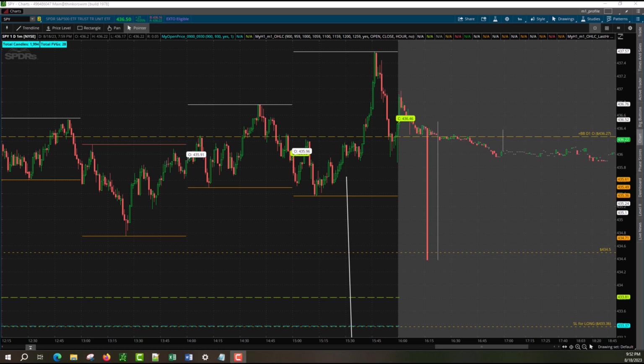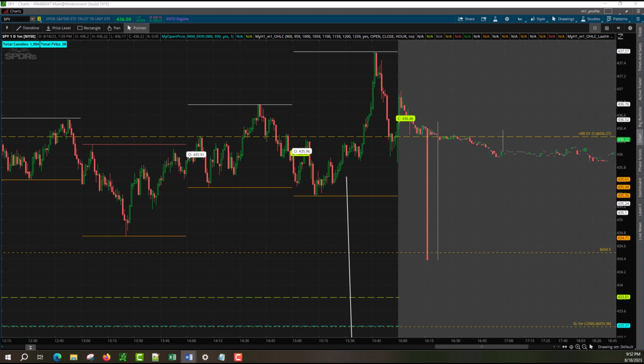All right, good evening. We're going to do an end of day review for today, which is Friday, August 18, 2023. Let's look at the practice trade that we took today.